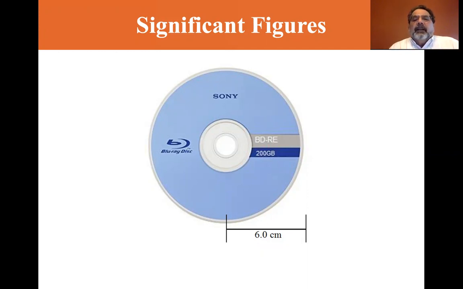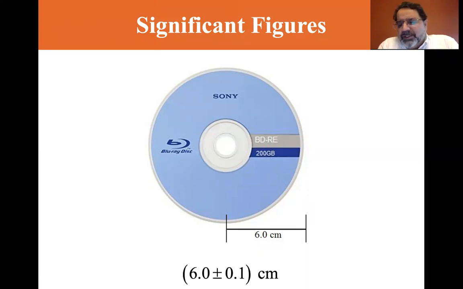All right. A Sony, this is a Blu-ray disc, and it's a 6 centimeter radius. So that's 6 plus or minus 0.1 centimeters. You'll learn this in the lab. Anytime you take a measurement, there's a little bit of doubt as to what the last digit would be. So this is just a way of representing the tolerance of what you've measured. So the plus and minus 0.1 is a tolerance level.